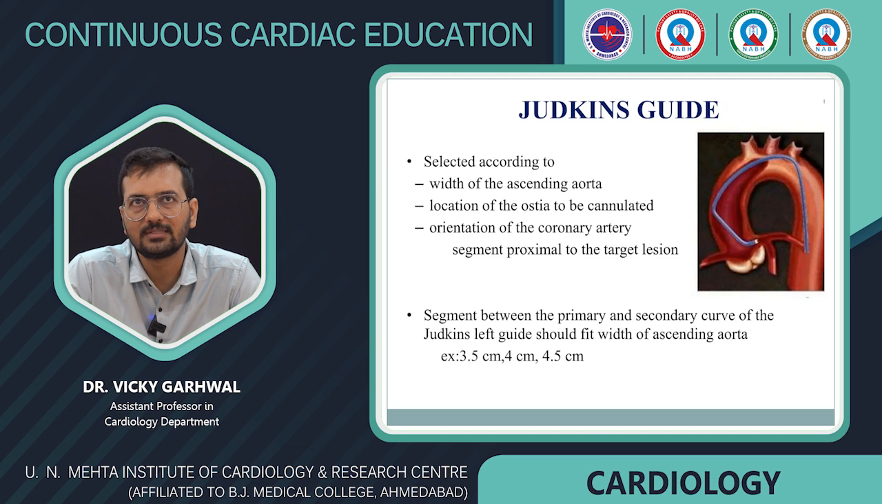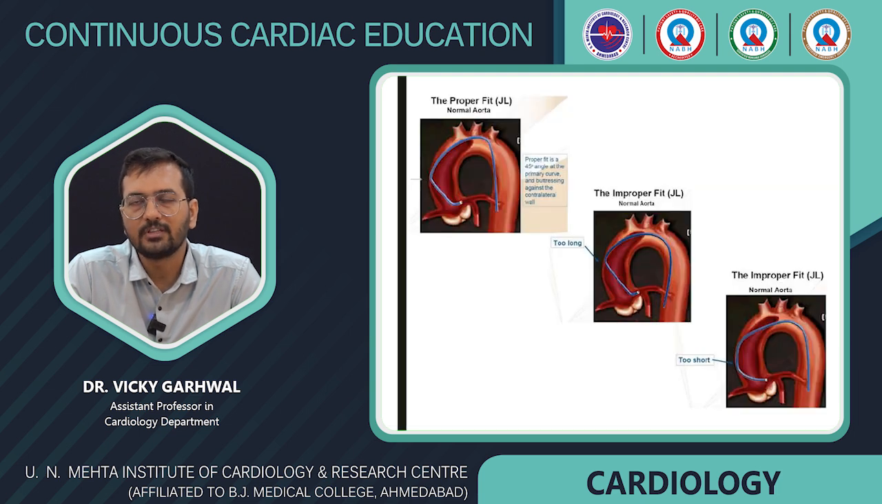Judkins size depends upon the width of the ascending aorta, the location of the ostia to be cannulated, and the orientation of the coronary artery segment proximal to the target lesion. The segment between the primary and the secondary curve, which is the curve length, should fit the width of the ascending aorta. The first diagram shows the proper fit, with a 45-degree angle at the primary curve and buttressing against the contralateral wall.